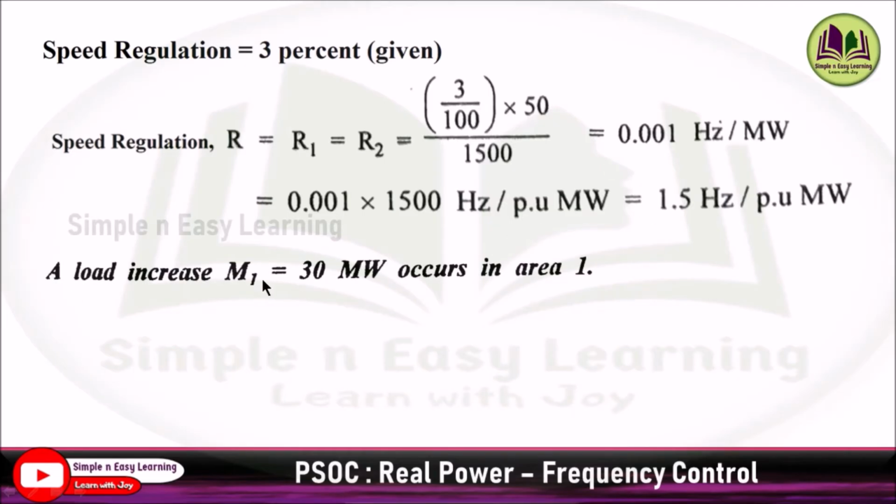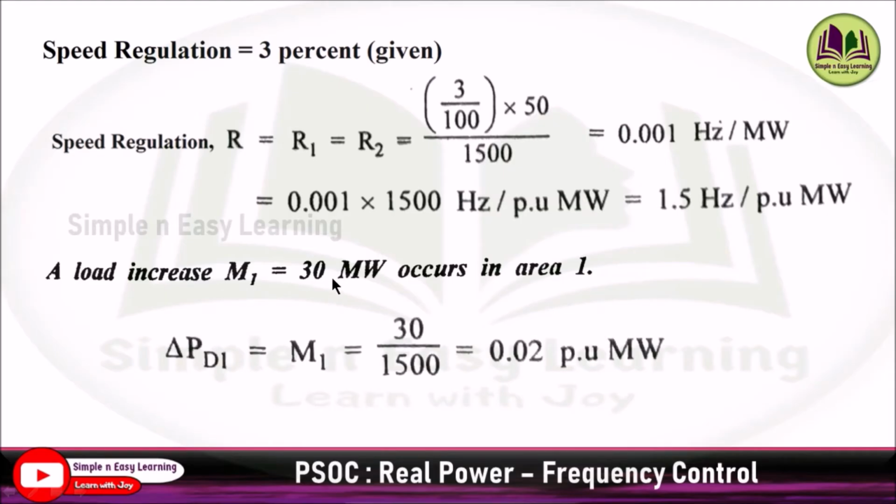A load increase M1 equal to 30 megawatt occurs in area 1. In area 1 the load increased, that means del PD1 is 30 megawatt. Convert that to per unit: 30 divided by 1500, the rated power, the base power, which will be equal to 0.02 per unit megawatt.